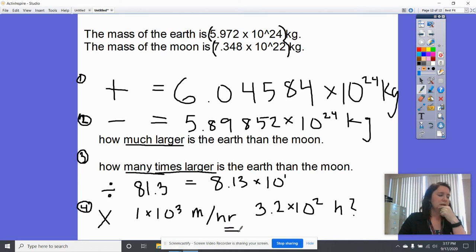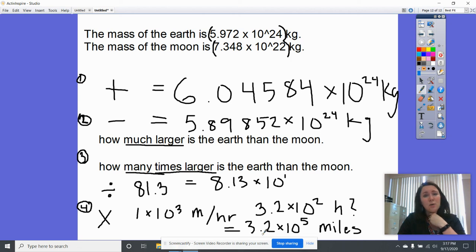And when you multiply those together, you get 3.2 times 10 to the 5th miles. So in that many hours, okay, let's be honest, that's 320 hours. That's a lot of hours. But in 320 hours, it actually travels 320,000 miles. Pretty cool.